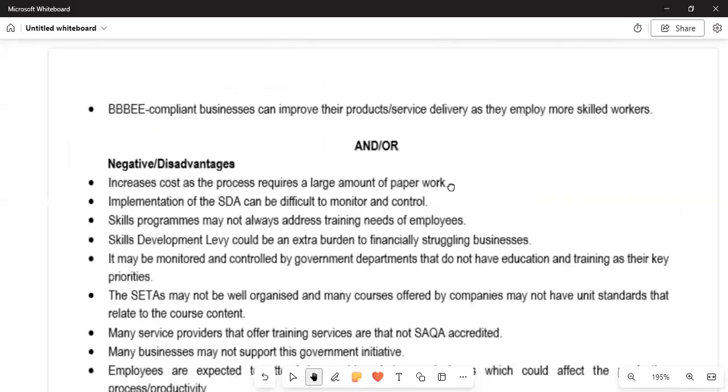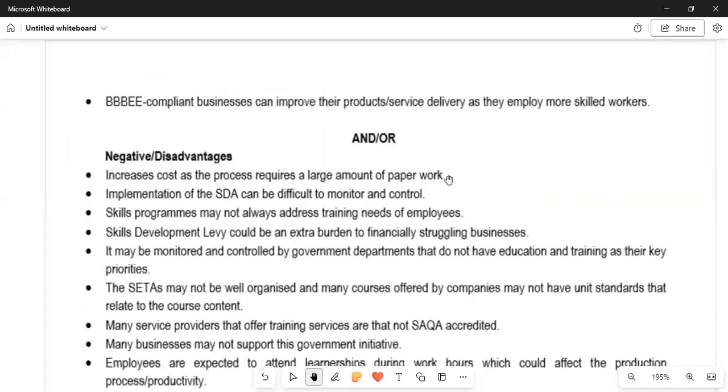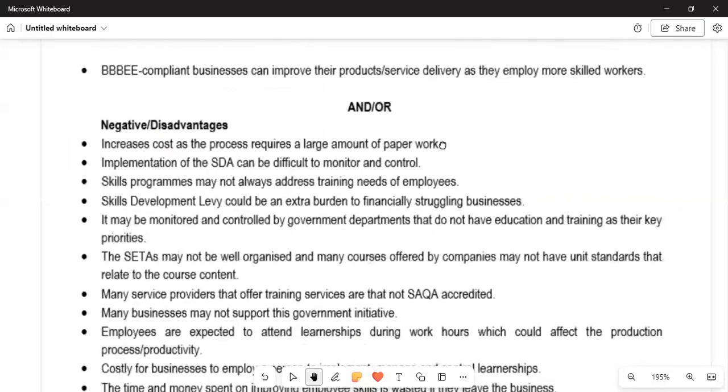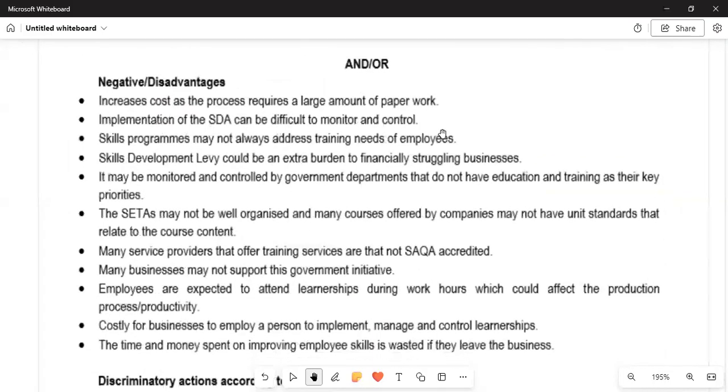Now we come to the negative side. As I've said earlier, whenever we talk about the impact, you're talking about the positive sides as well as negative sides. So what are the negative sides of this act, the Skill Development Act?